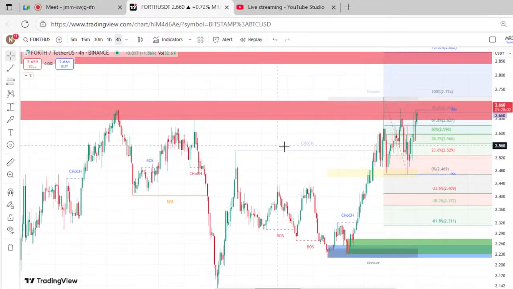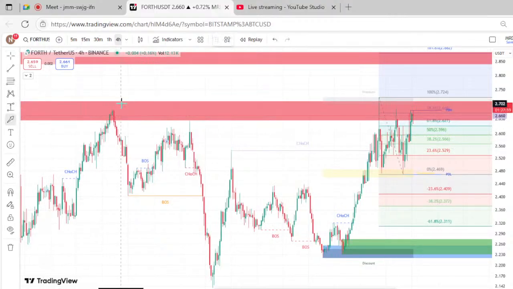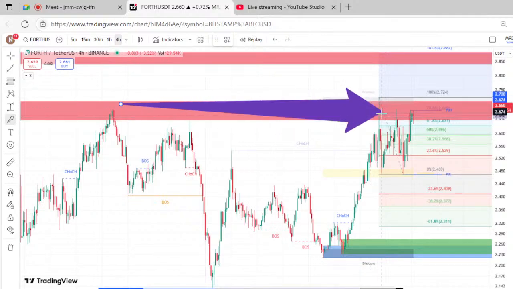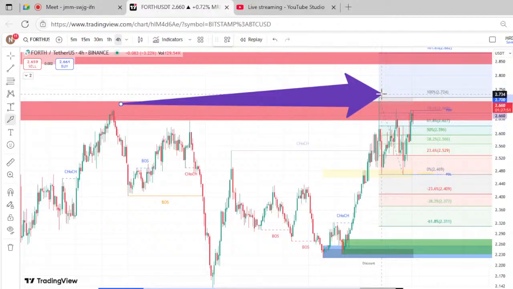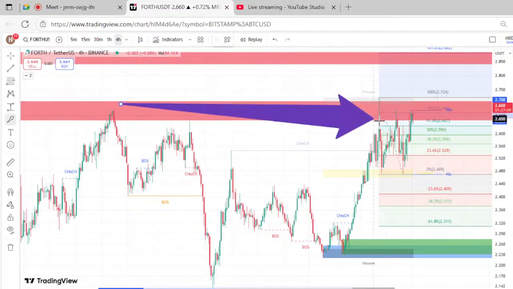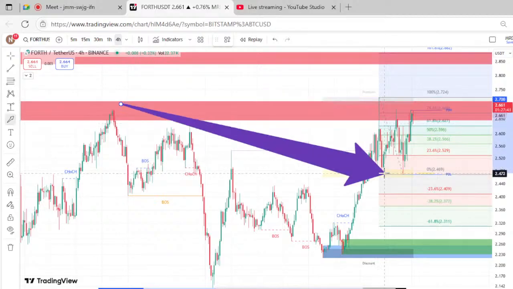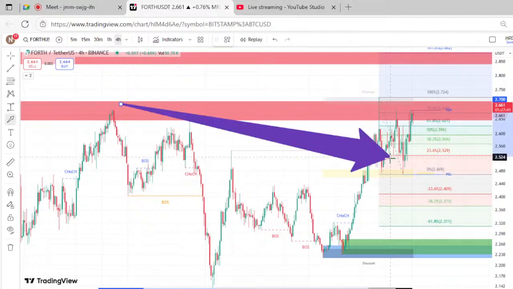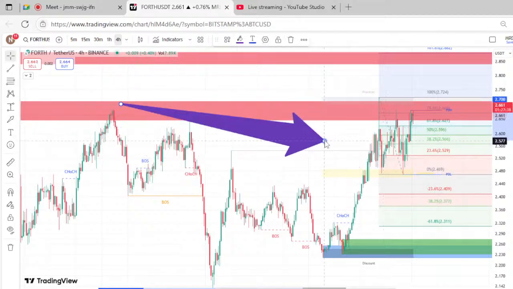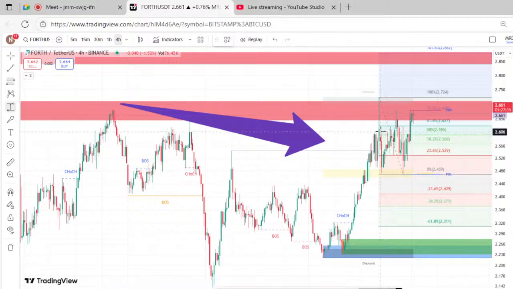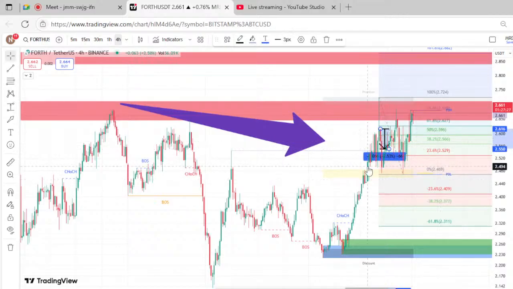So now here, let us assume this was the supply level, and you could see this market touching the supply level and failing to close above it. If we fail to close above the supply level, automatically the market will drop. That's why you target smaller take profits.